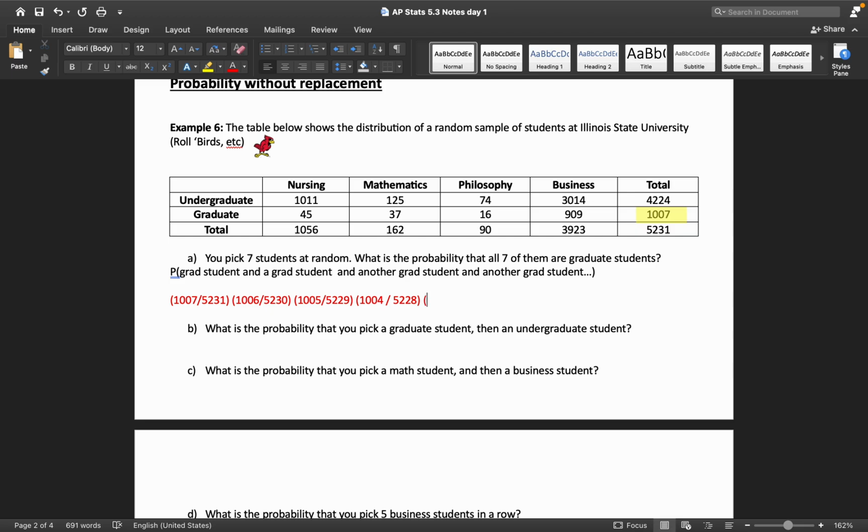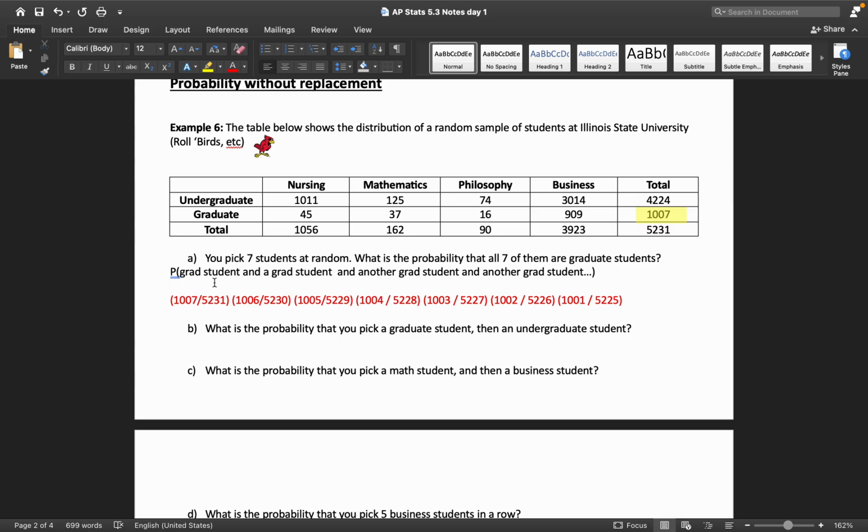And then I've got 1,003 out of 5,227. 1, 2, 3, 4, 5. 1,002 out of 5,226. 1, 2, 3, 4, 5, 6. And the last one would be 1,001 out of 5,225.